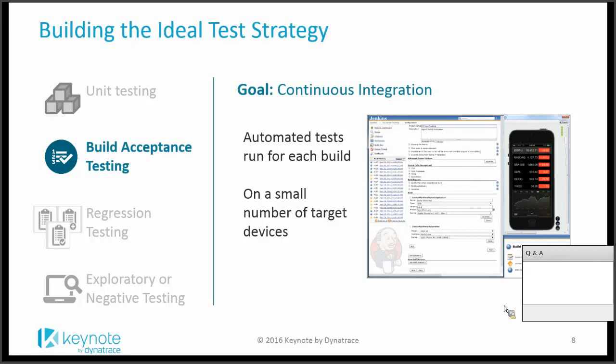So build acceptance testing is typically a series of tests, not that many, maybe 10 to 30, that run through the major functionality of the application just to make sure that most of it is still there and working so that more testing can be completed.